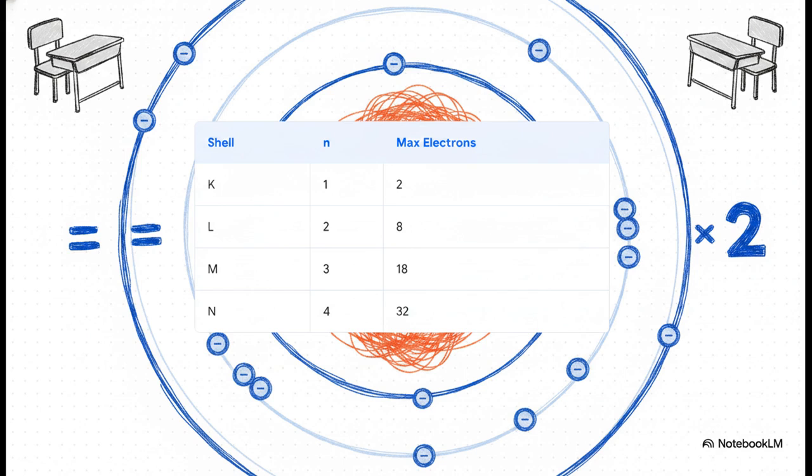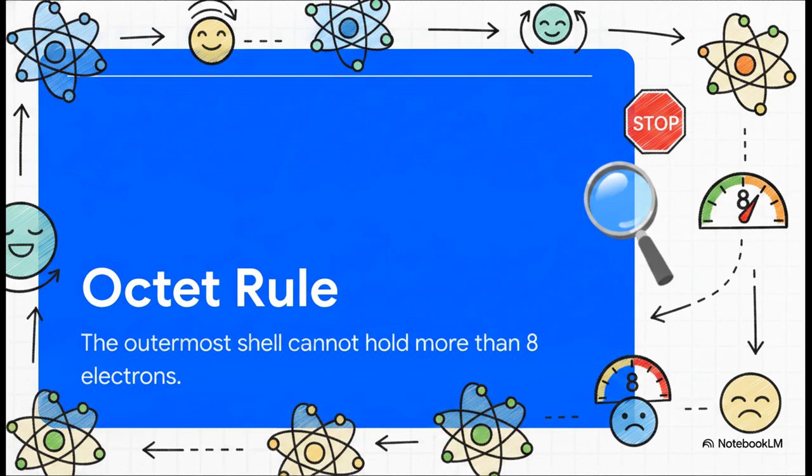2 times 2 squared is 8, so L maxes out at 8. You do the same math and you get 18 for the M shell and 32 for the N shell. Easy, right? But wait, nature throws a massive curveball here.